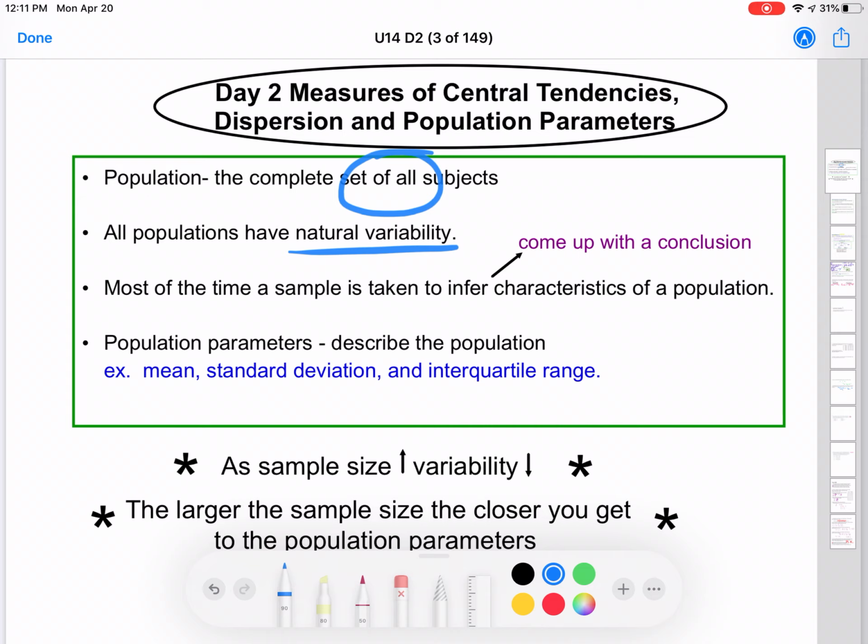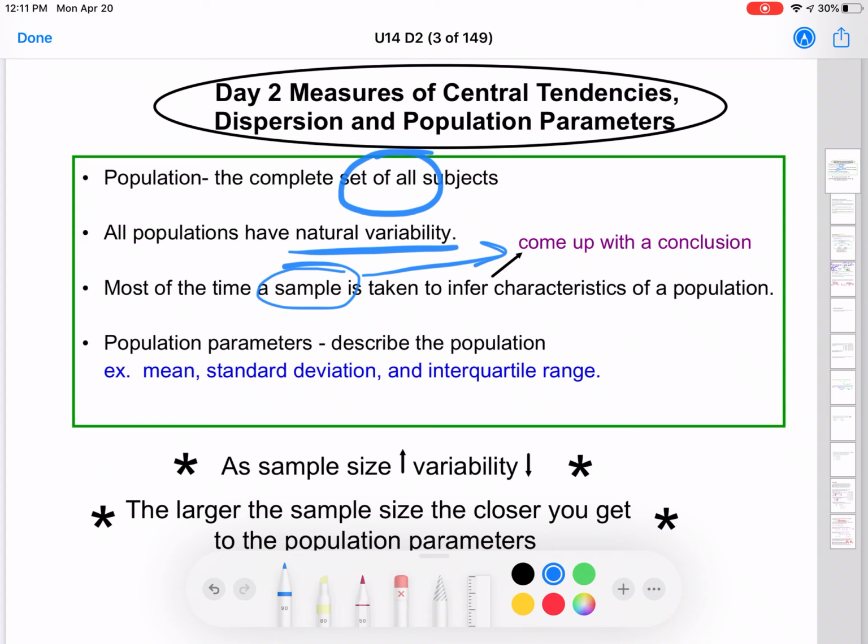It's natural variability. Most of the time, a sample is taken to infer characteristics of a population, so to come up with a conclusion. So if anyone's been watching the Cuomo briefings, he said that we're going to be taking a random sample to do the antibody tests. That's because they can't get the population, they can't get everybody. So they take a sample to come up with the conclusions.